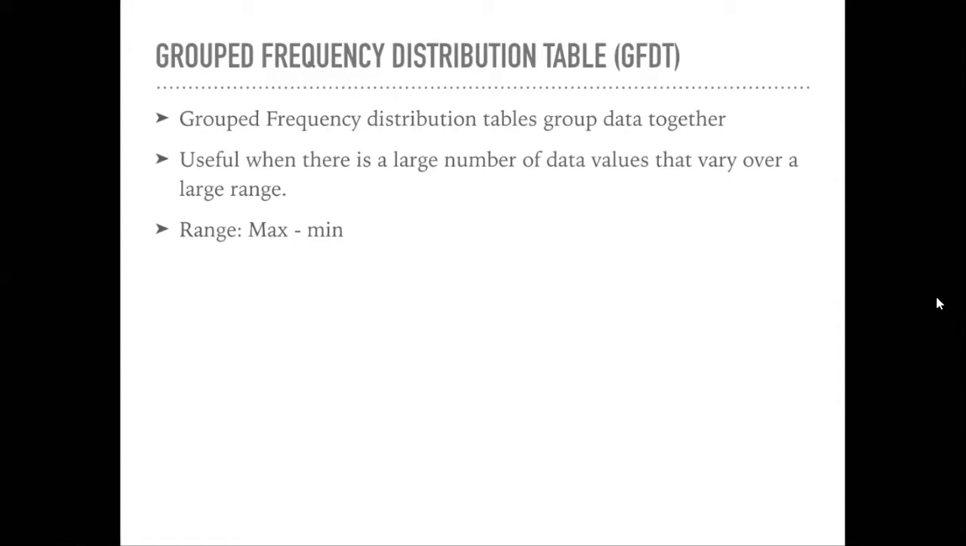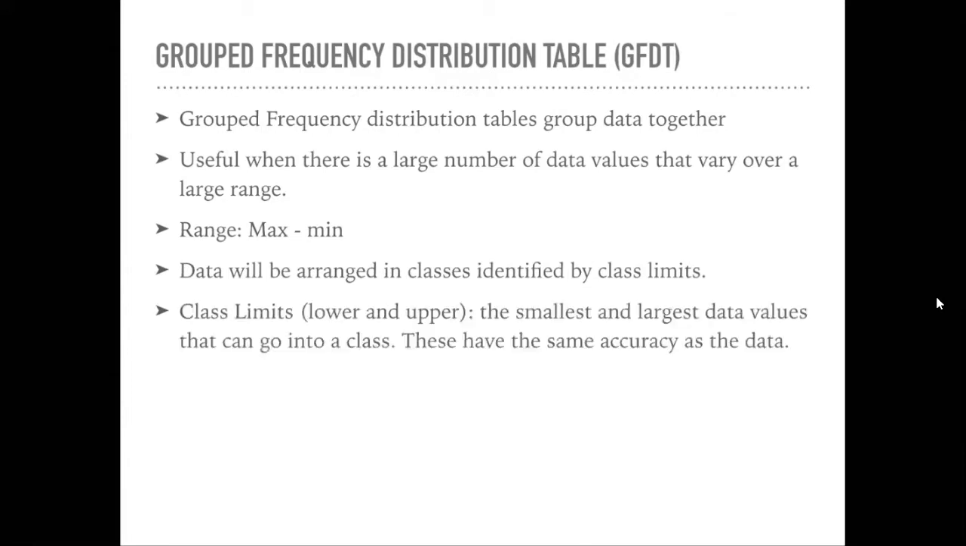Then after that, we're going to start thinking about how to arrange things. So instead of having each row be a different data value, it's going to be a class of data values. So data will be arranged in classes that are identified by limits. So class limits, there's going to be a lower limit and an upper limit, and these are the smallest and the largest data values that can go into the class. These have the same accuracy as the data, and what the same accuracy as the data means is that if your data is accurate to 1 decimal place, then your class limits will be listed to 1 decimal place. If your data is all whole numbers, then your limits will all be whole numbers.